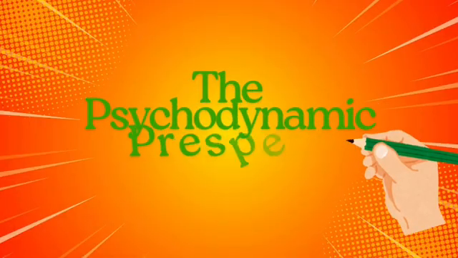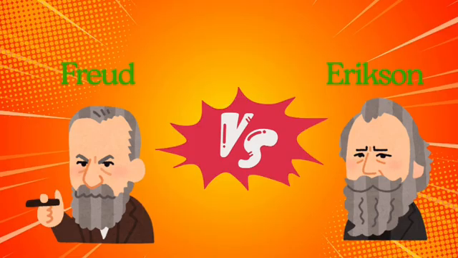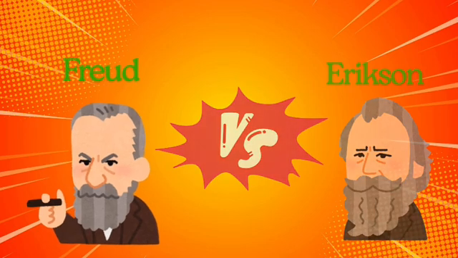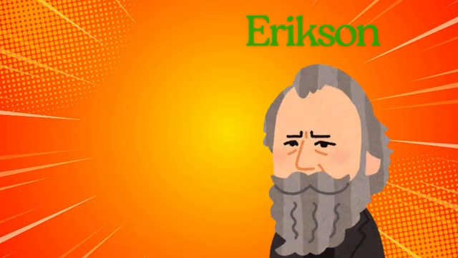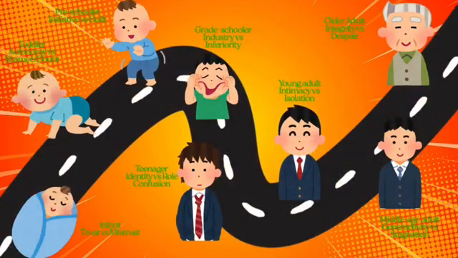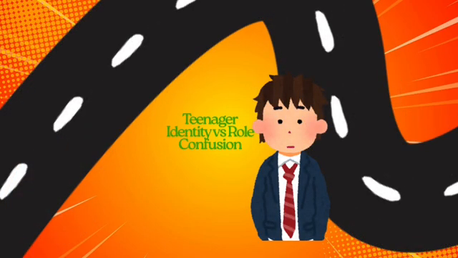The psychodynamic perspective, developed by Freud and later expanded by Erikson, focuses on how early experiences shape personality and emotional growth. Freud believed that the first years of life lay the foundation for how we relate to others and manage our feelings. Erikson built on this idea with his 8 psychological stages, each with a key challenge, like trust versus mistrust in infancy, or identity versus role confusion in adolescence.